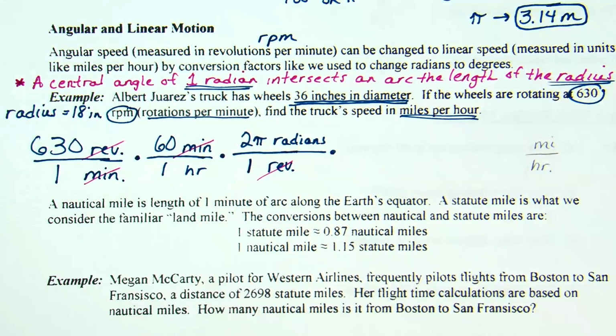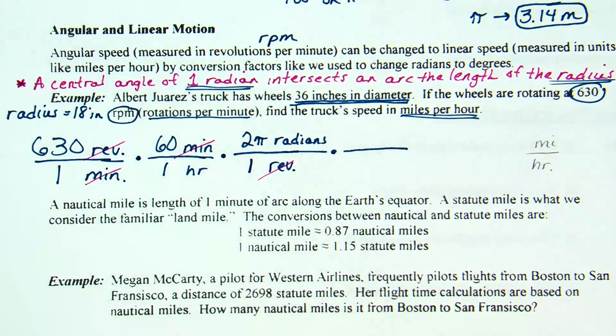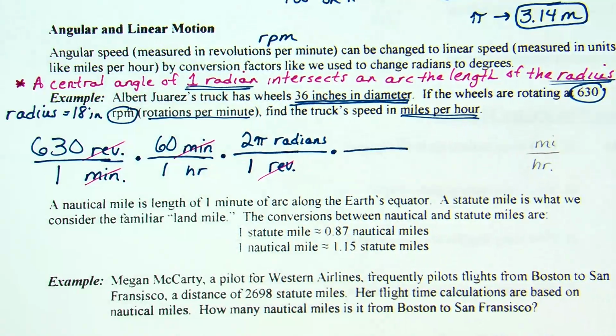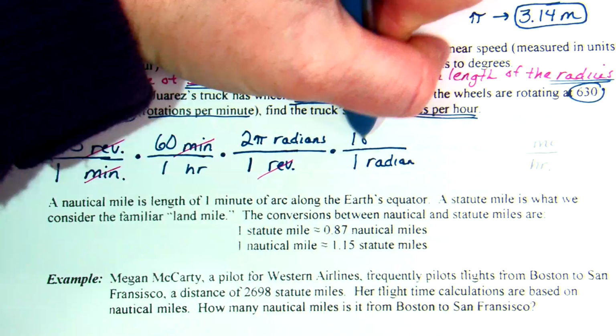So now, okay guys, 50-50 shot. 1 radian over 18 inches or 18 inches over 1 radian? Okay, we're going to want the 1 radian on bottom and 18 inches on top. And notice, why am I doing this? Radians cancel.